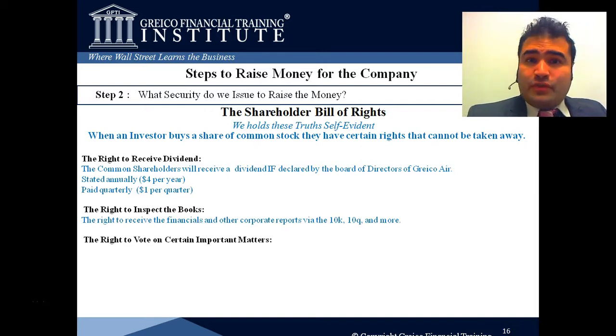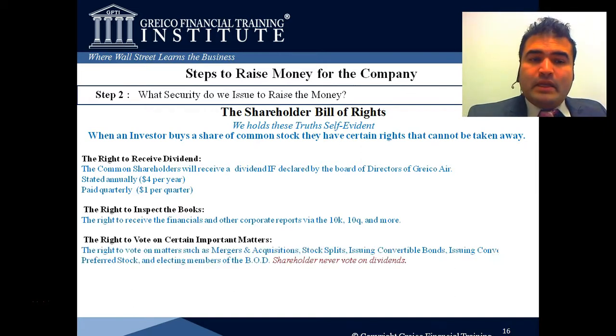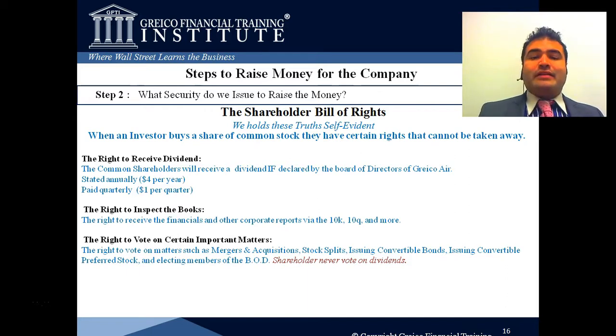You have the right to vote on certain important matters. Now, bottom line is you own a piece of the company, so you have a say in certain things. So you can vote on things like mergers and acquisitions. You can vote on stock splits when a company chops its shares into two. So you had 1 share, now you have 2 shares. That's a stock split. Okay, issuing convertible bonds.